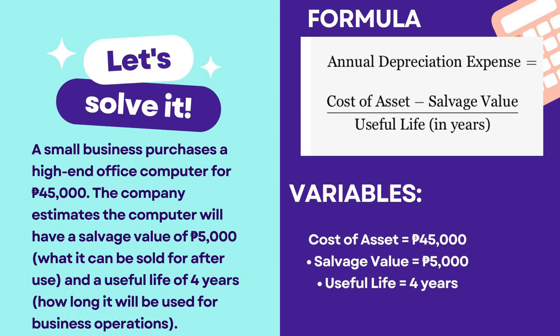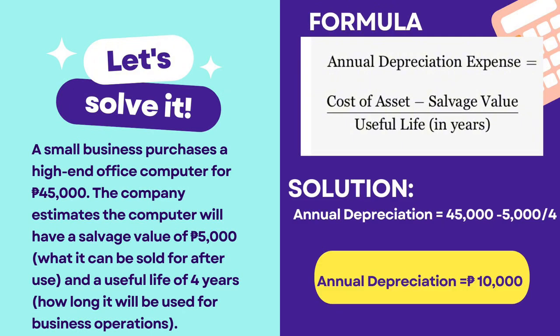Let's identify the variables. Cost of asset is equal to $45,000, salvage value is equal to $5,000, and the useful life is 4 years. Next is plugging into the formula. Solution: annual depreciation is equal to 45,000 minus 5,000 over 4. So the annual depreciation now is $10,000. That means $10,000 in depreciation expense each year for 4 years. If they wanted monthly depreciation, they just divide the $10,000 by 12, about $833 per month.